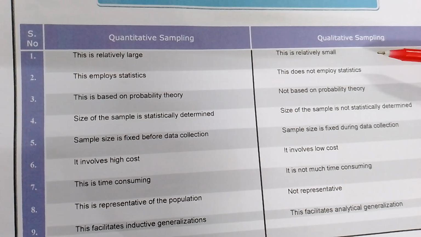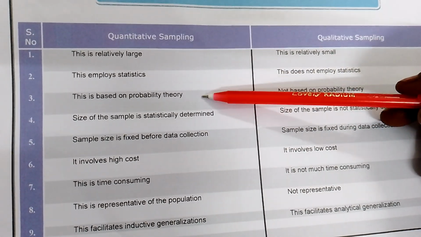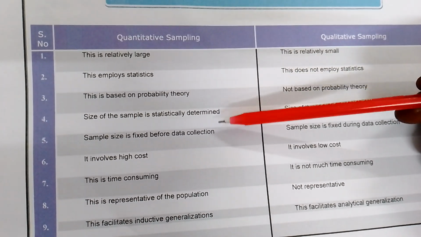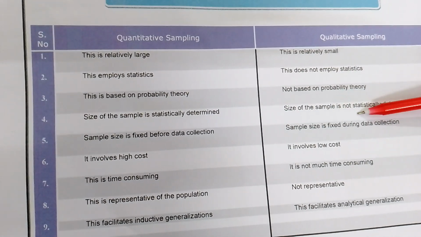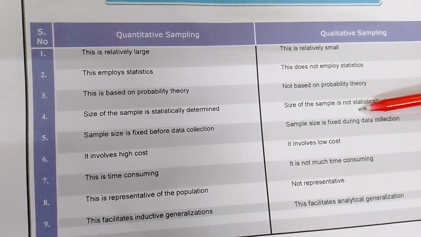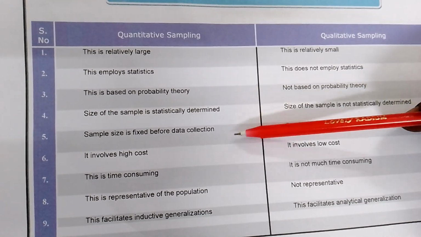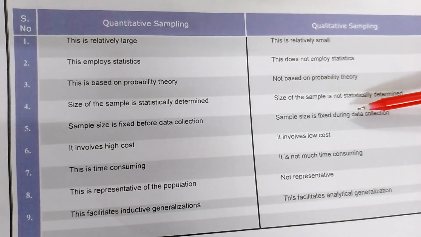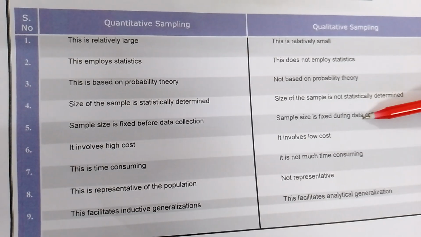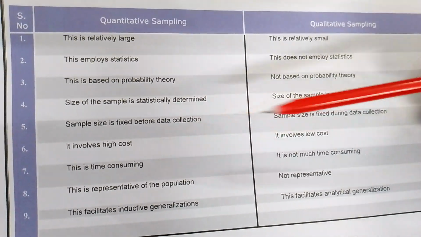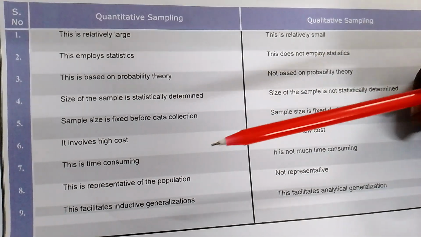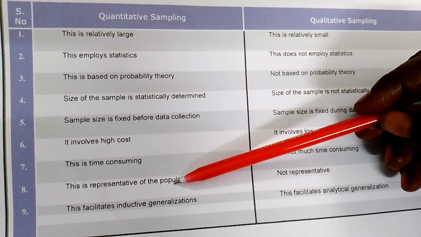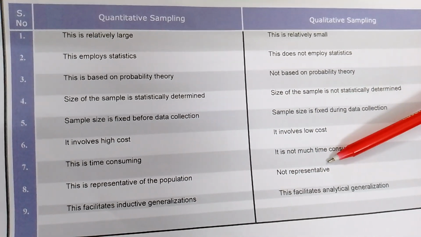It is an emerging sampling design, right? Quantitative is based on probability theory; qualitative is not based on any probability theory. The size of the sample is statistically determined in quantitative, but not in a qualitative study. The sample size is fixed before the data collection, but here the sample size will be fixed during the data collection, an emerging sampling design. Quantitative involves high cost, qualitative low cost. Quantitative is time consuming, qualitative is not as time consuming. Quantitative is representative of the population, qualitative is not representative of the population.